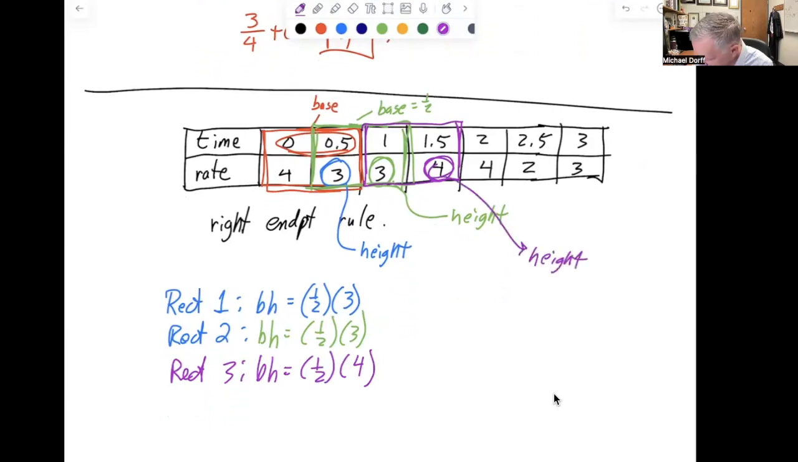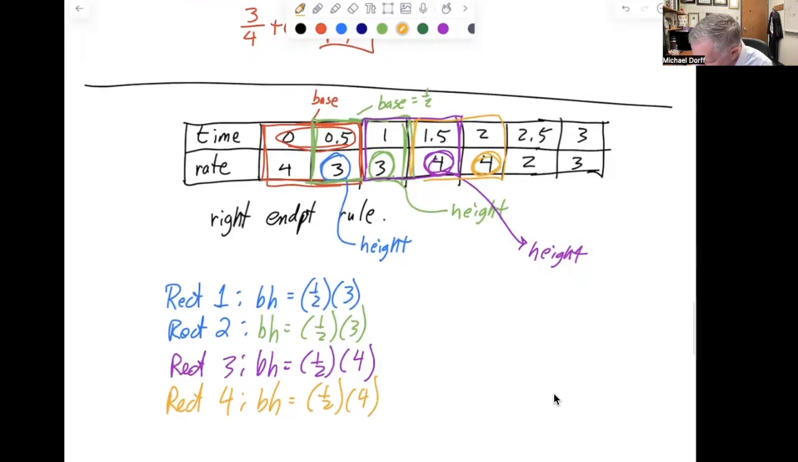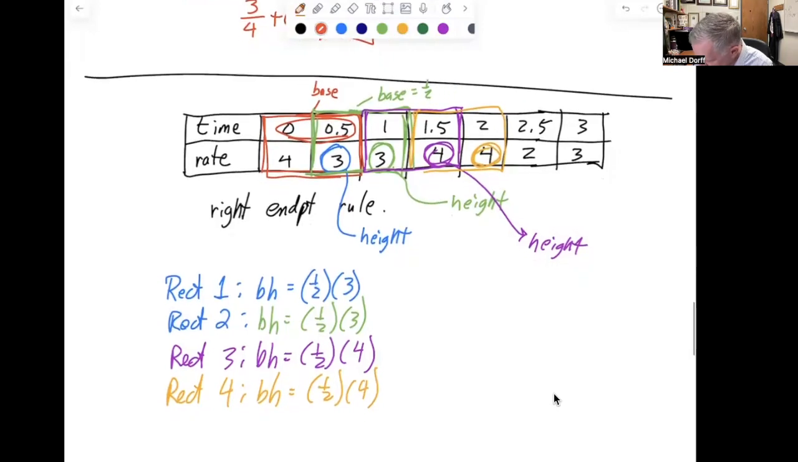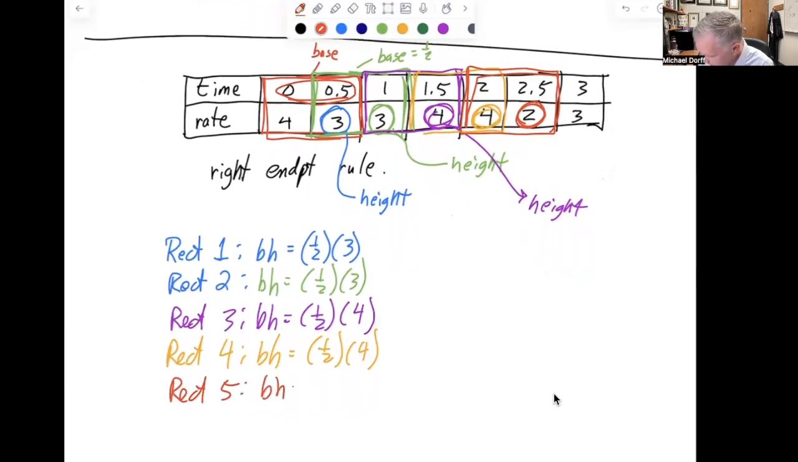And then I just keep doing the same pattern here. Rectangle 4 is base times height. It's going to be a half times 4. We're using that one. And let's see, I'll use red again here. The fifth rectangle is going to be this one, where my height now is 2. So I get base times height is a half, and the height is 2.